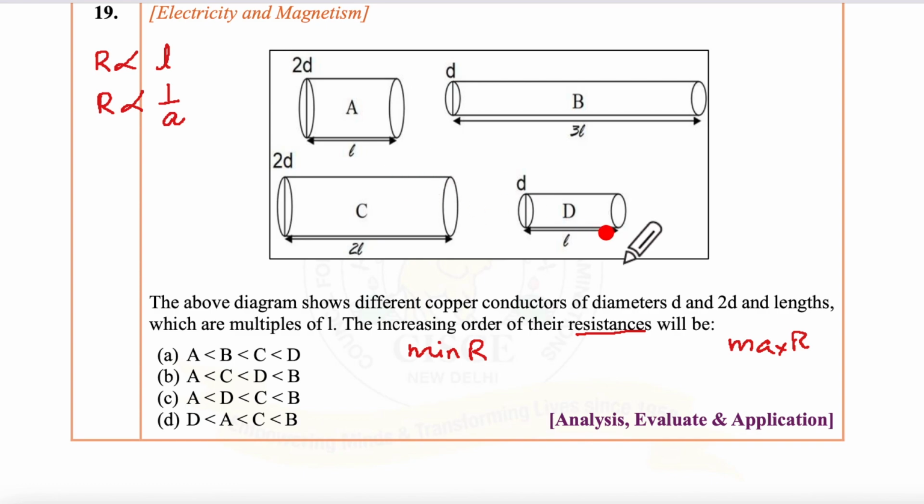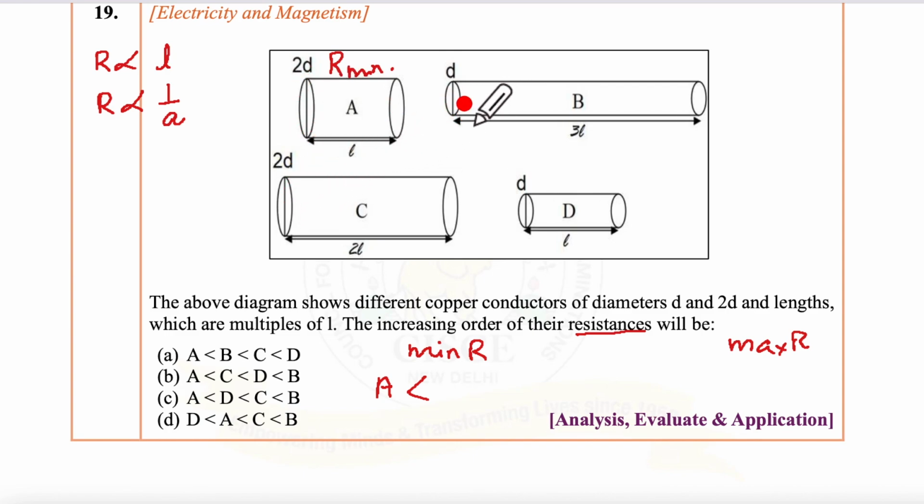Minimum length out of L, 2L and 3L, minimum is L. So L will be the least length and area of cross section maximum because the diameter is more. So this would be having the minimum resistance. So resistance will be minimum for A. So we start with A. That will be minimum. Now after that we want to increase the resistance a little bit. So I am going to have maximum area of cross section.